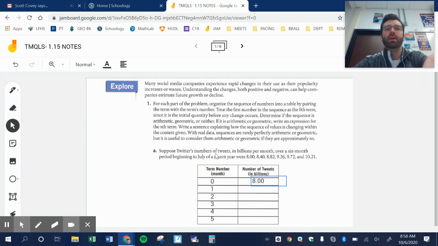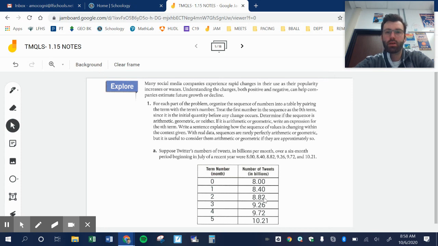First thing I want to say: this is over a 6-month period. The number of tweets in the billions this month were this many. In month 0, it was 8, then 8.4, 8.82, 9.26, 9.72, and 10.21. So now I want you to decide, what type of increase is this?